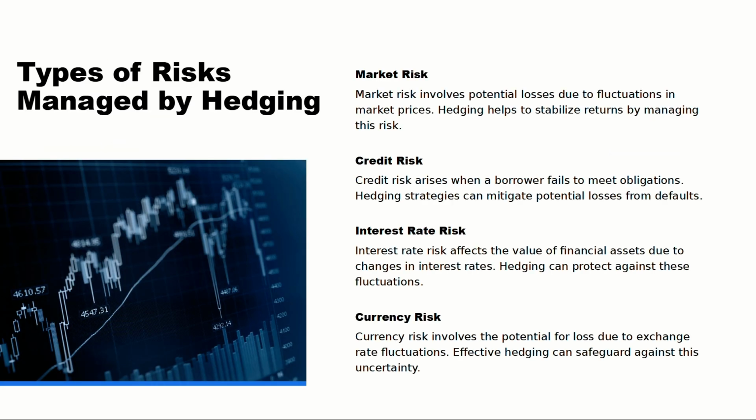Types of risks managed by hedging. Market risk. Market risk involves potential losses due to fluctuations in market prices. Hedging helps to stabilize returns by managing this risk. Credit risk. Credit risk arises when a borrower fails to meet obligations. Hedging strategies can mitigate potential losses from defaults.